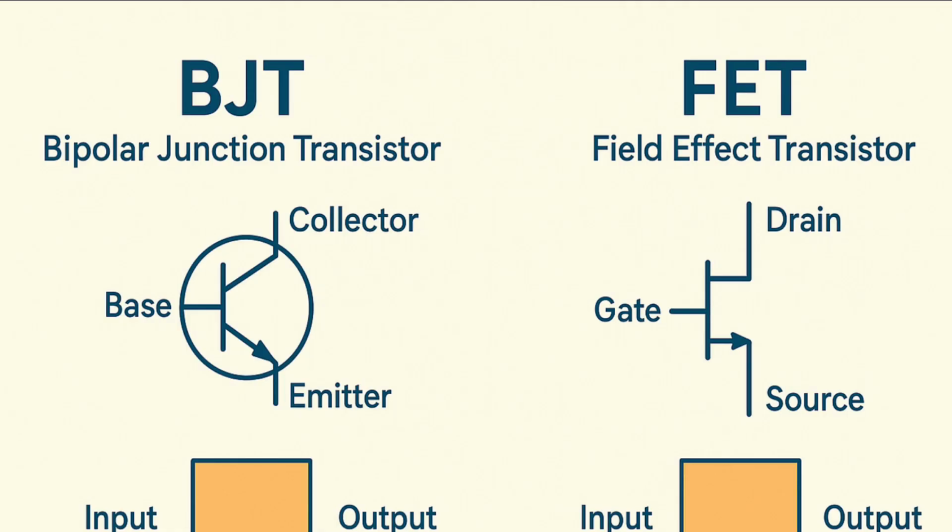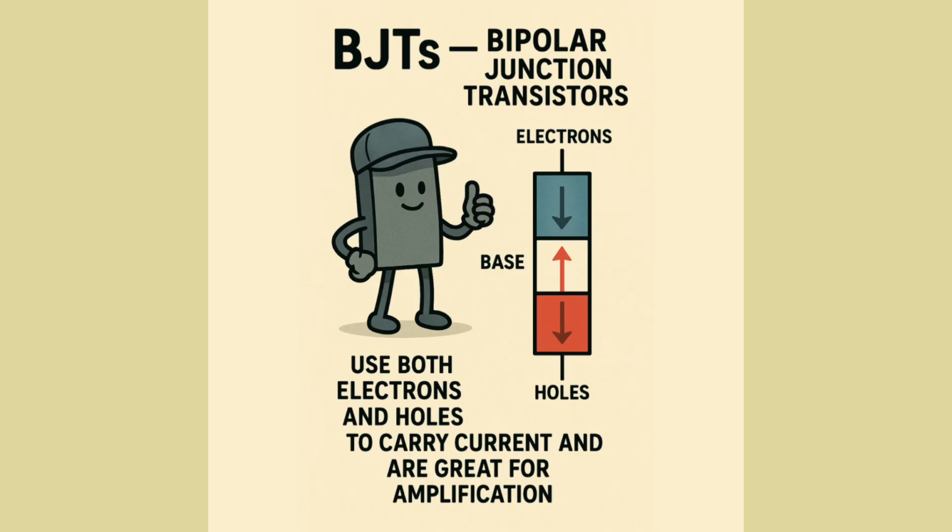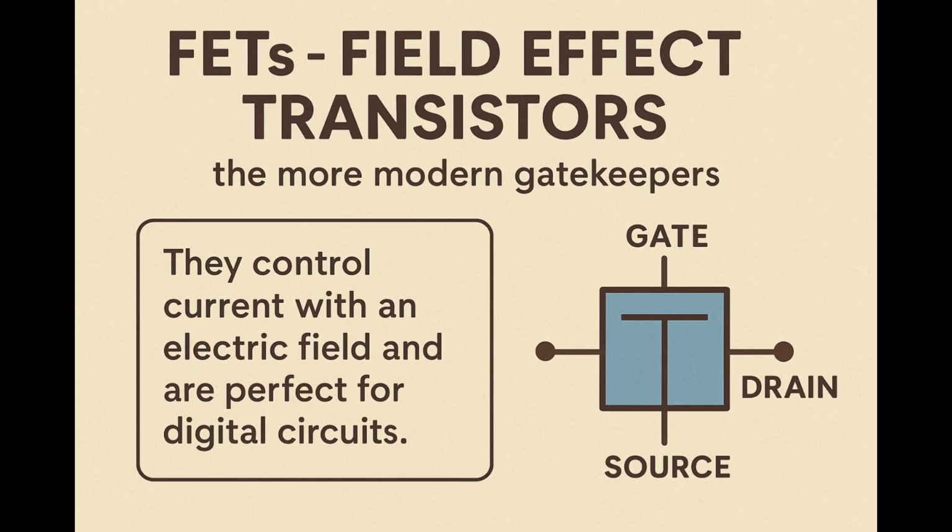Now let's look at the types of transistors. There are two main families, BJTs and FETs. BJTs, bipolar junction transistors, are like the hard-working old-school champions. They use both electrons and holes to carry current and are great for amplification. Then there are FETs, field effect transistors, the more modern gatekeepers. They control current with an electric field and are perfect for digital circuits. So whether it is a BJT or FET, the idea is the same. A small input controls a big output.